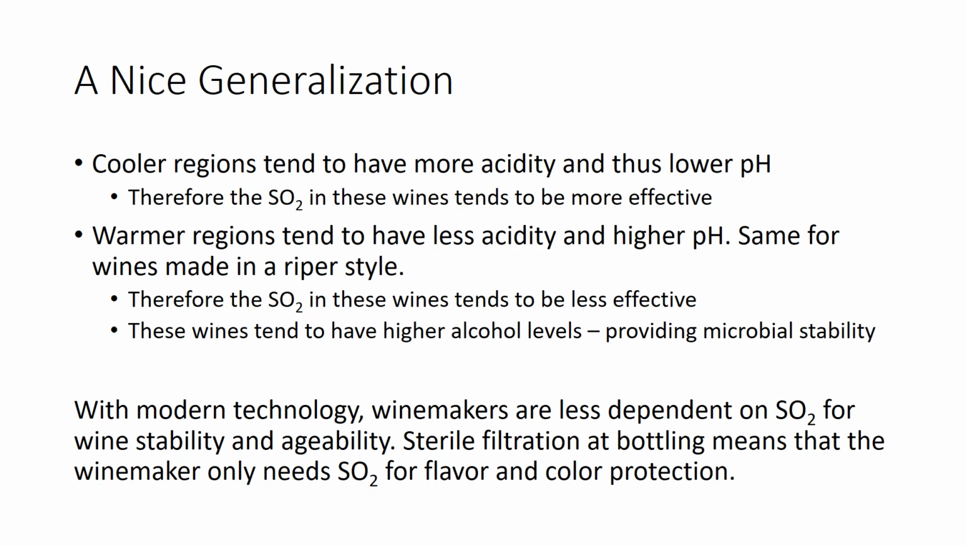And this is the same for wines that are made in an intentionally riper style. So they hang out longer on the vine, they have more sugar and thus more alcohol, they have lower levels of natural acidity and higher pHs. So these wines tend to have sulfur dioxide that's quite a bit less effective because of that pH. But the good news is that usually ripeness goes hand in hand with ethanol. So these wines have a good backup antimicrobial in the form of ethanol.